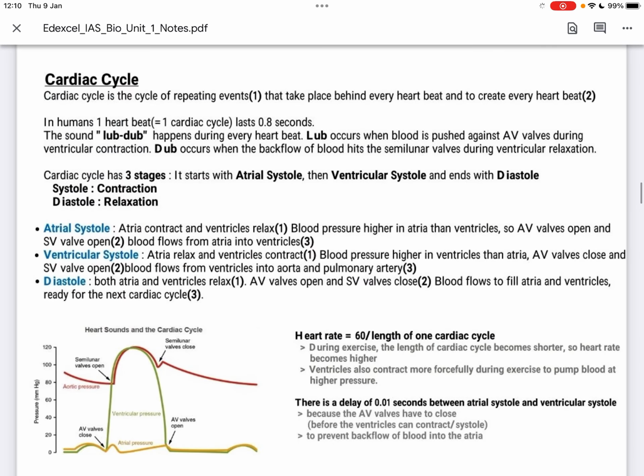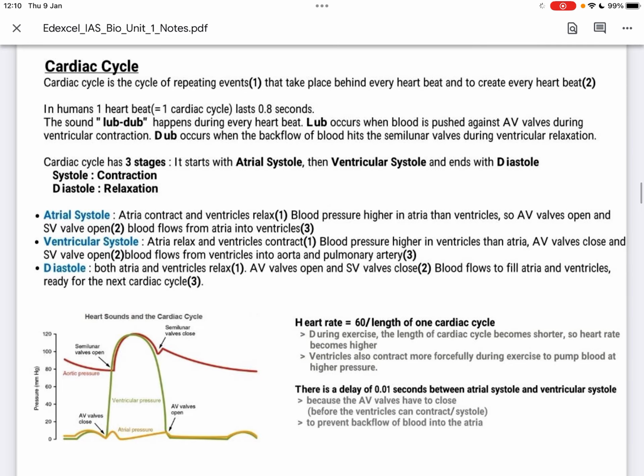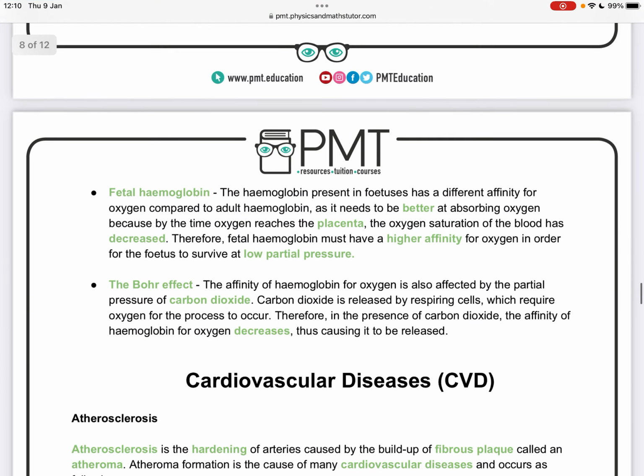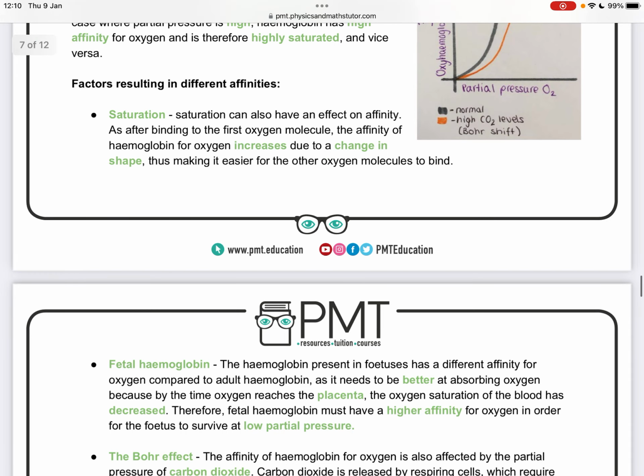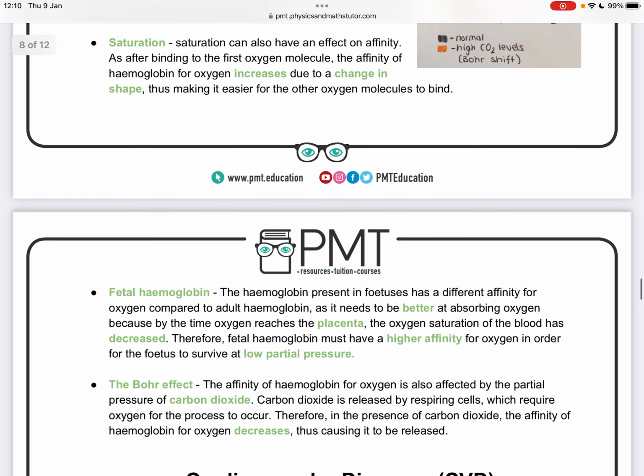So, before we come revise from here, let's just cover the things from here. Basically, the factors resulting in different affinities: saturation and fetal hemoglobin, as we've said. Saturation can also have an effect on affinity, as after binding to the first oxygen molecule, the affinity of hemoglobin for oxygen increases due to change in shape, thus making it easier for the oxygen molecules to bind.